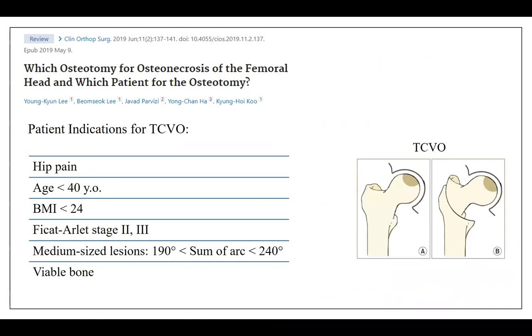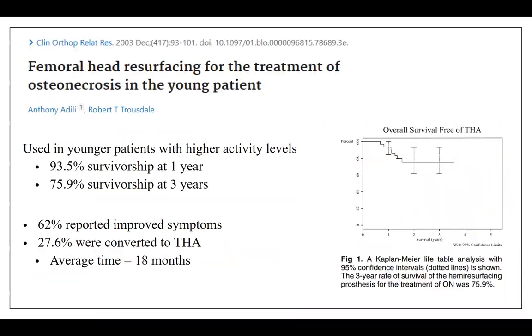The study also tried to see which patients would be ideal candidates for the TCBO. They found that patients who had hip pain, who were less than the age of 40, BMIs less than 24, who had an AVN classification score of 2 or 3, had medium-sized lesions, and had viable bone were considered to be the ideal candidates.